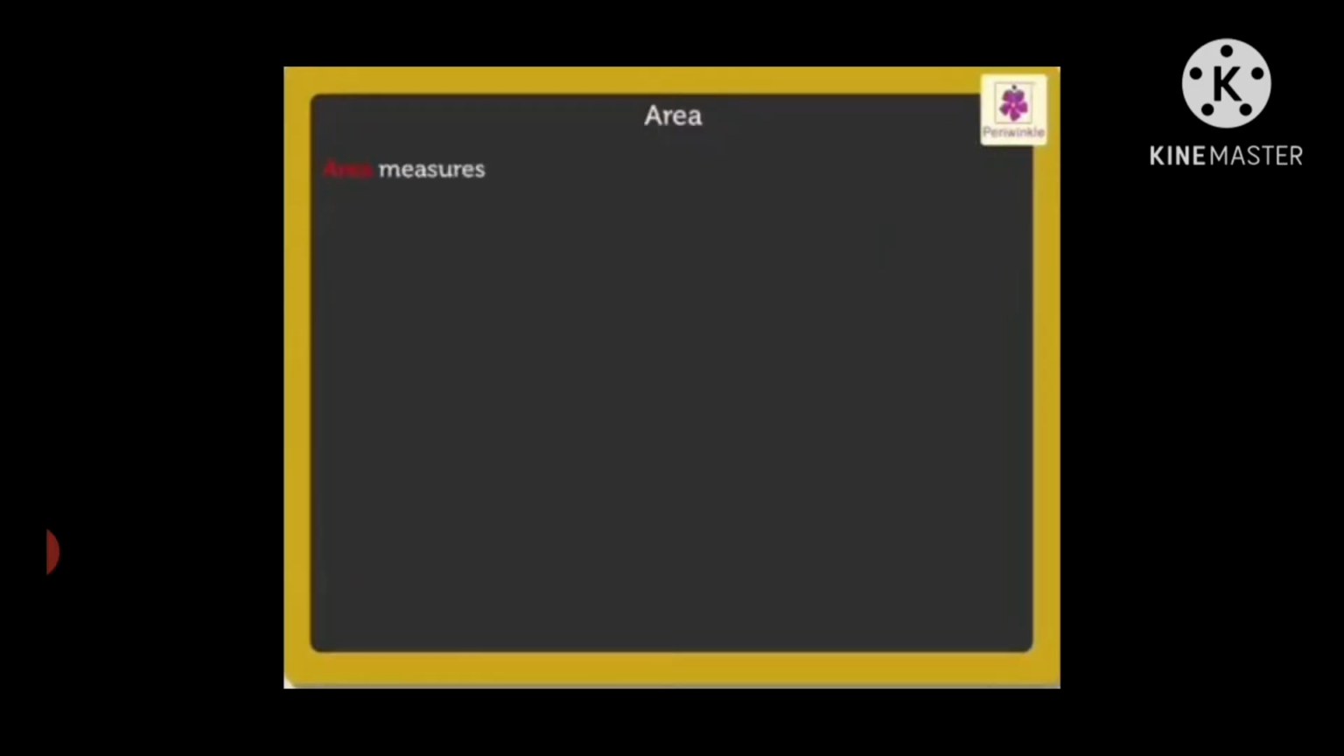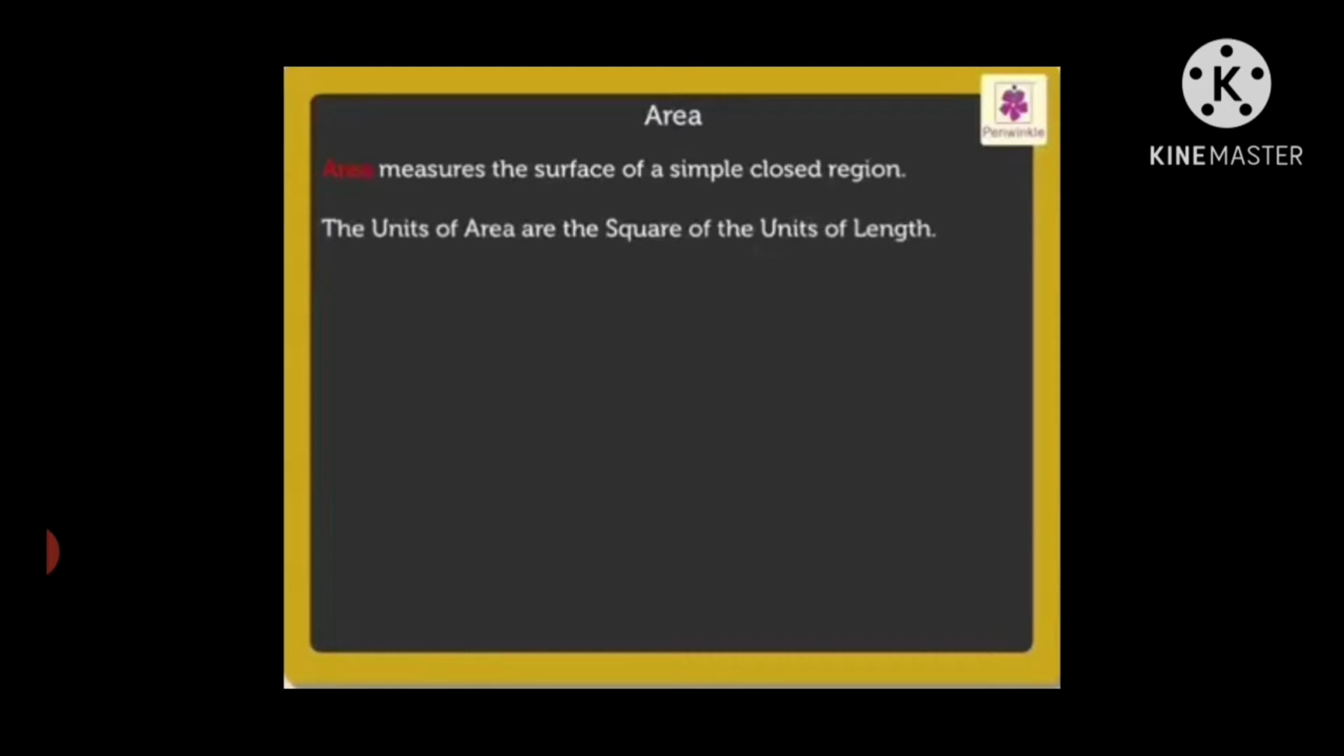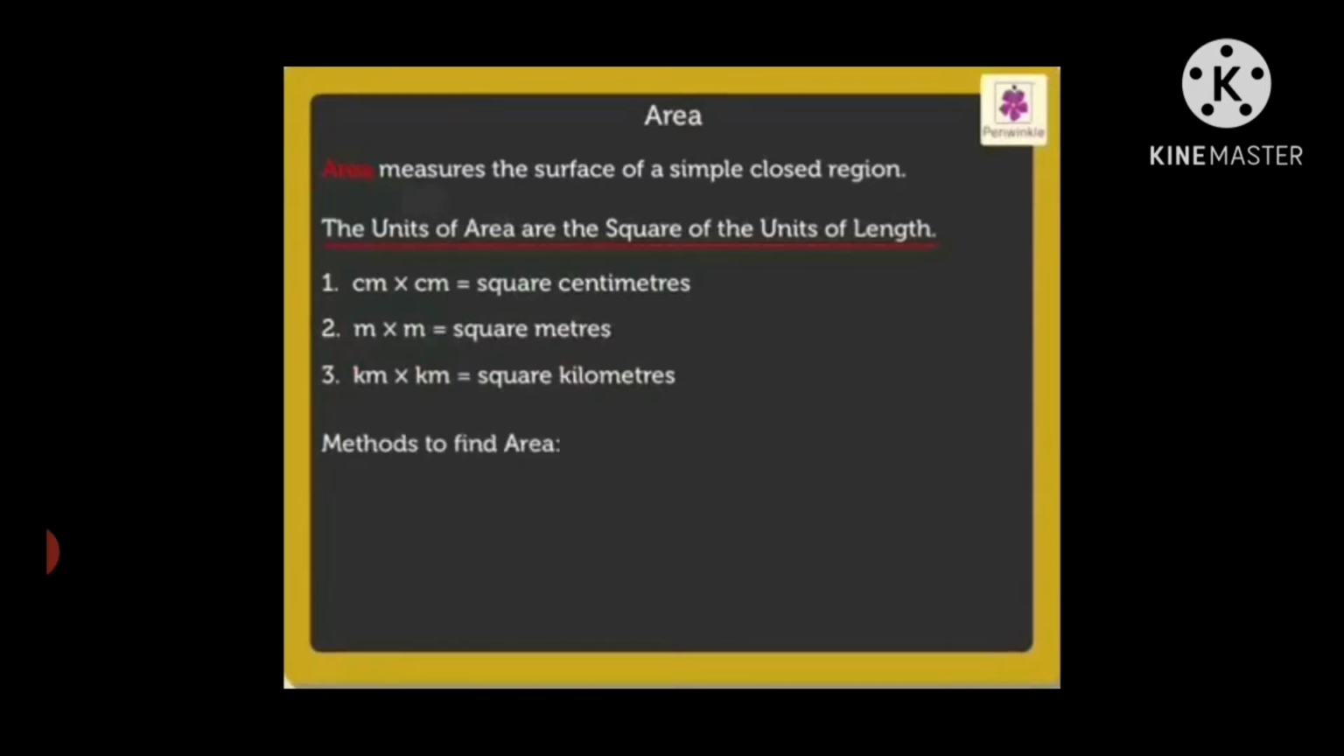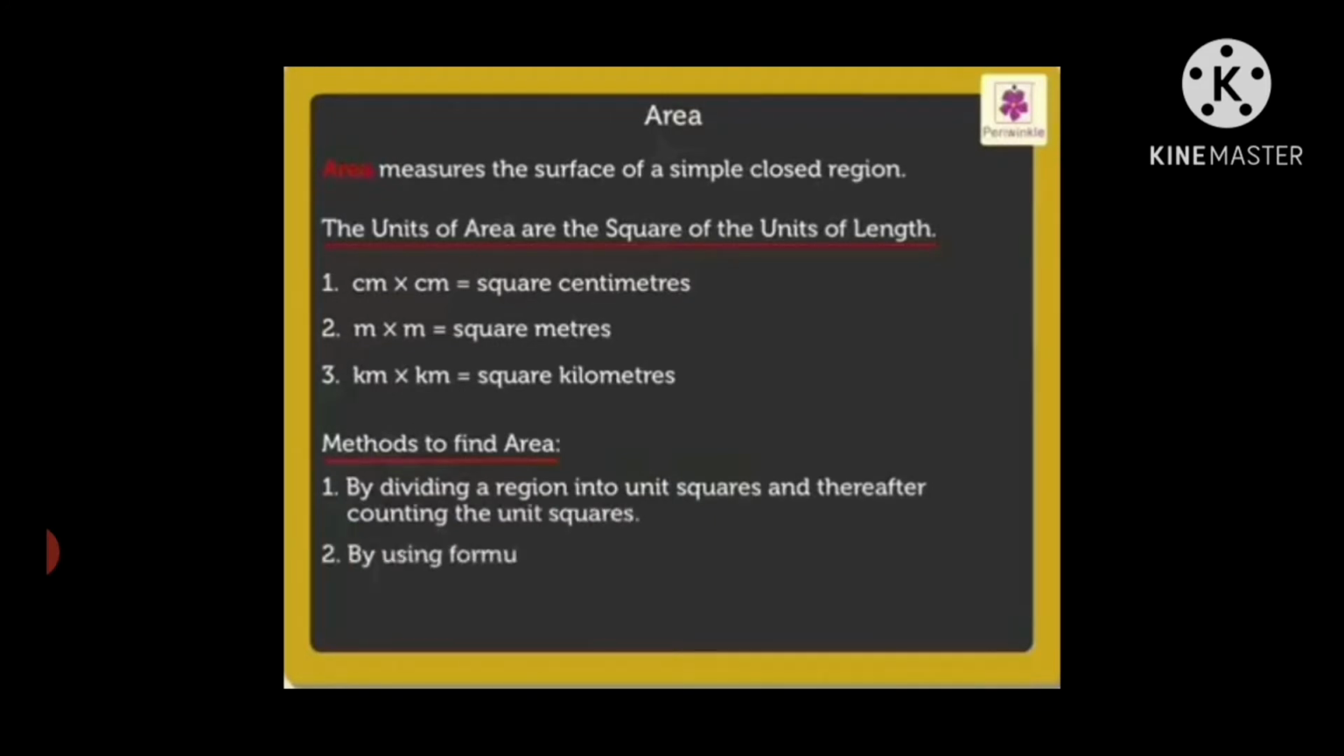Area measures the surface of a simple closed region. The units of area are the square of the units of length. Thus, area can be expressed in square units such as square centimeters, square meters, or square kilometers. There are two methods to find the area. One is by dividing a region into unit squares and thereafter counting the unit squares. And the other is by using formula.